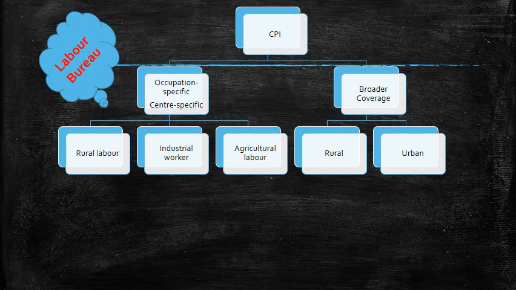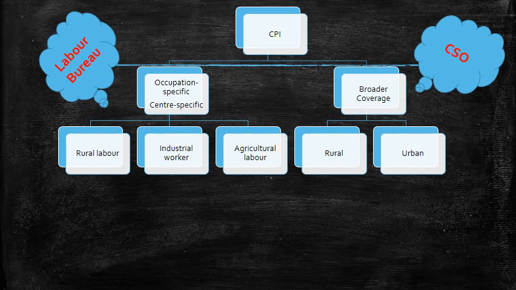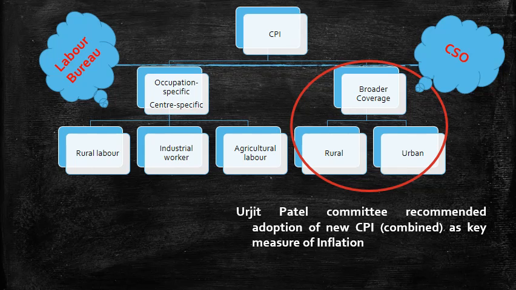But then we thought that we are fragmenting it a bit too much. So if we do it like this, then we don't get a very coherent measure of inflation for the entire economy. Because of which, we went to the right side, which is the broader coverage, where we said we'll have a rural basket and an urban basket, and we'll track price changes in these to get a rural CPI and an urban CPI. This was to be done by CSO, and the Urjit Patel committee recommended this as a new CPI combined. So you combine the rural and urban as a key measure of inflation. A few months back, RBI moved from the previous measures of CPI to this rural and urban combined CPI measured by CSO as the measure of inflation in the economy.